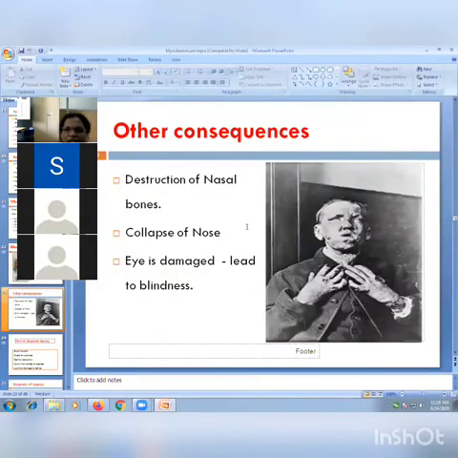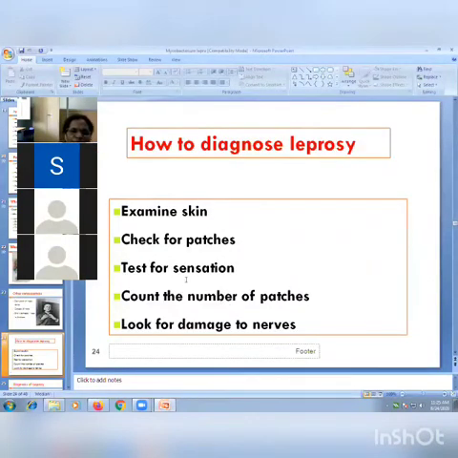The consequences are again the nodular lesions on the body, destruction of nasal bone with collapse of the nose, and the eyes are damaged, causing blindness also. So, diagnosis of leprosy: we should collect lesions by skin clipping, that is called skin clipping. So we should collect the samples.